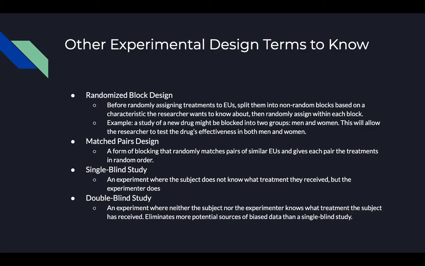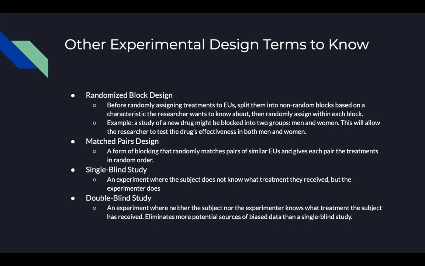There are also a few other types of experimental design to know. For example, a block design, which splits experimental units into groups before the experiment begins non-randomly. For example, splitting subjects by men and women, and then randomly assigning treatments within that group. These allow you to test more specifically to determine the relationship between variables in each of these different subgroups or blocks. Matched pairs design is a form of blocking that randomly matches pairs of similar experimental units and gives each pair the treatment in random order.